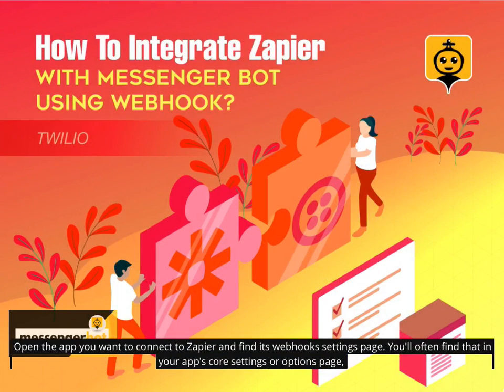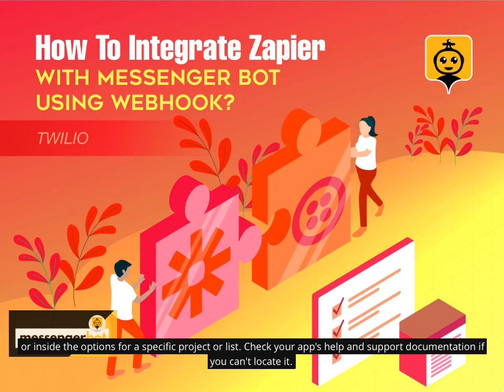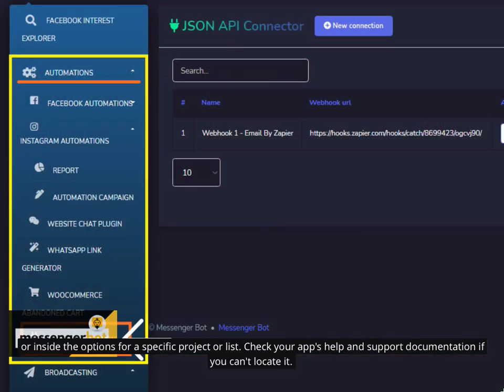Open the app you want to connect to Zapier and find its webhook settings page. You'll often find that in your app's core settings or options page, or inside the options for a specific project or list. Check your app's help and support documentation if you can't locate it. In your dashboard, select Automations and click Zapier Integration. The JSON API connector will appear immediately.